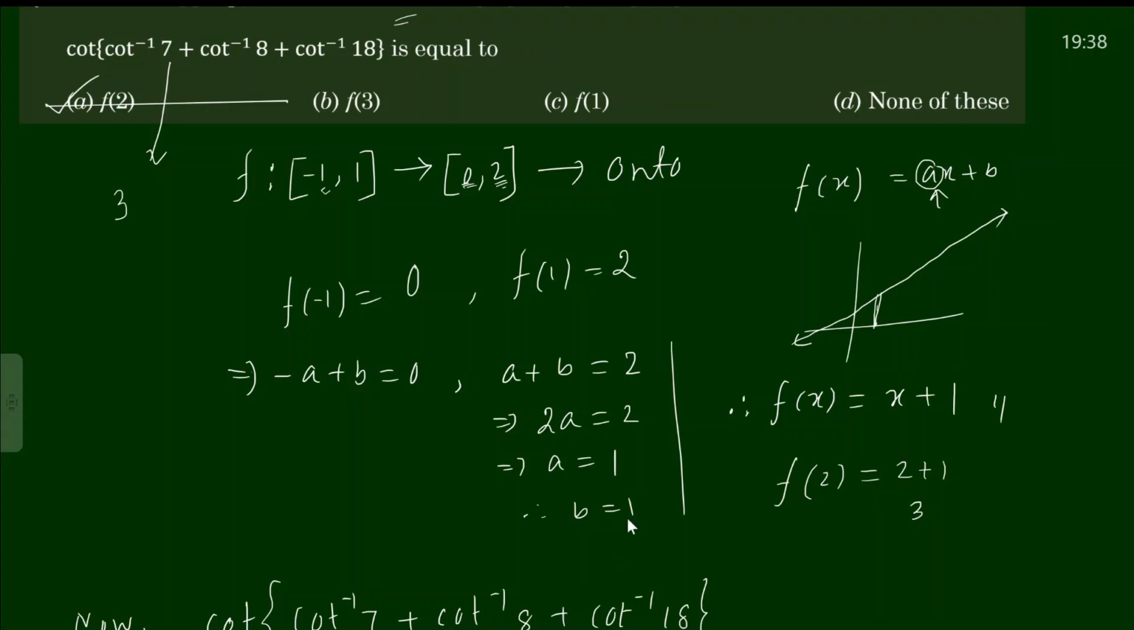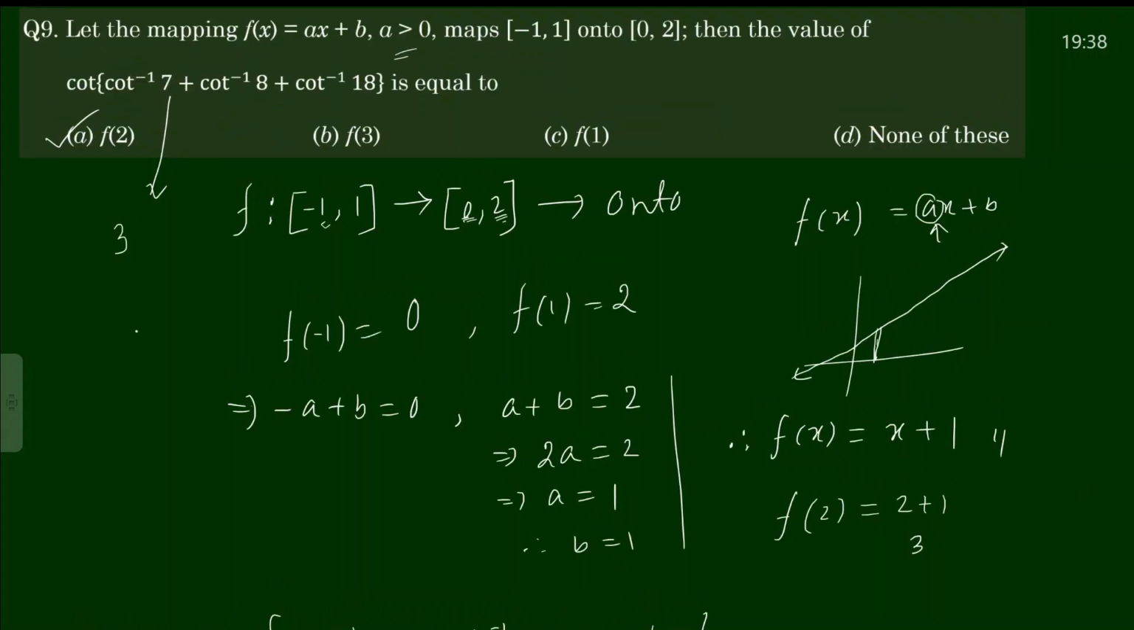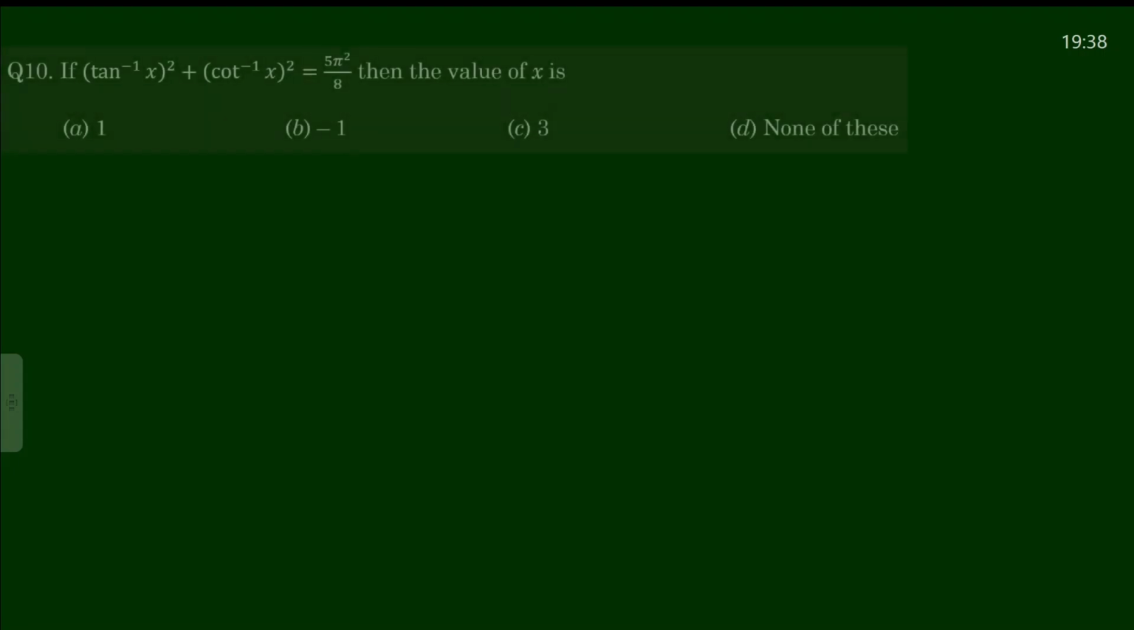So after this, you see the last question of this class. This is our question: (tan inverse x) whole square plus (cot inverse x) whole square equals 5 pi square by 8. Then the value of x is. So in this question also, you start with the left hand side of the equation given. So we take the equation first. Okay, so you see the solution.